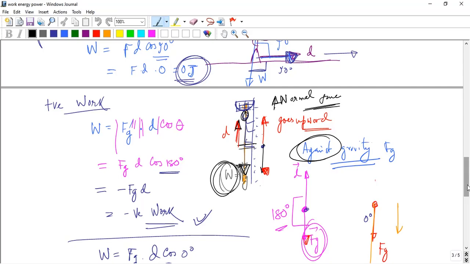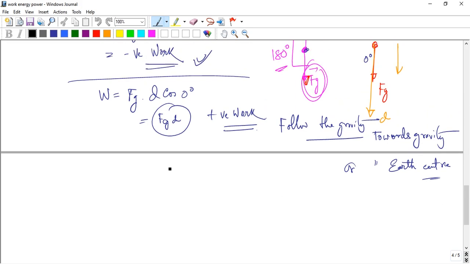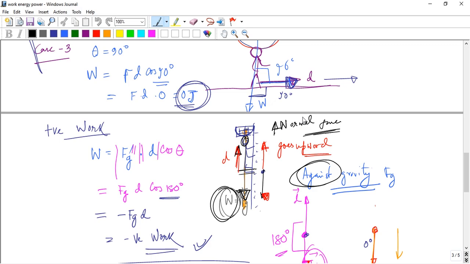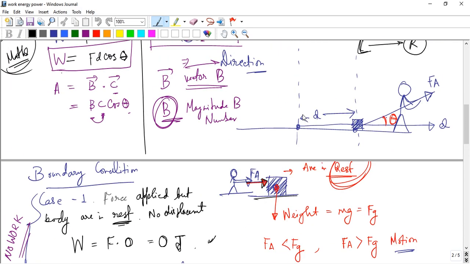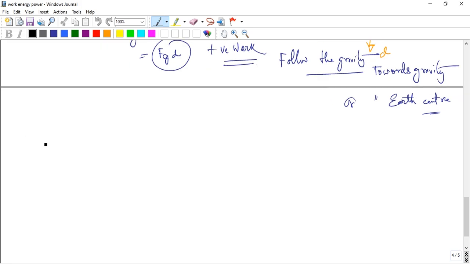So, in lecture number 2 in work, energy and power, let's recall some important topics from the previous class. We discussed what work is, and what positive work and negative work are. Now we continue the previous lecture and discuss the unit of work.